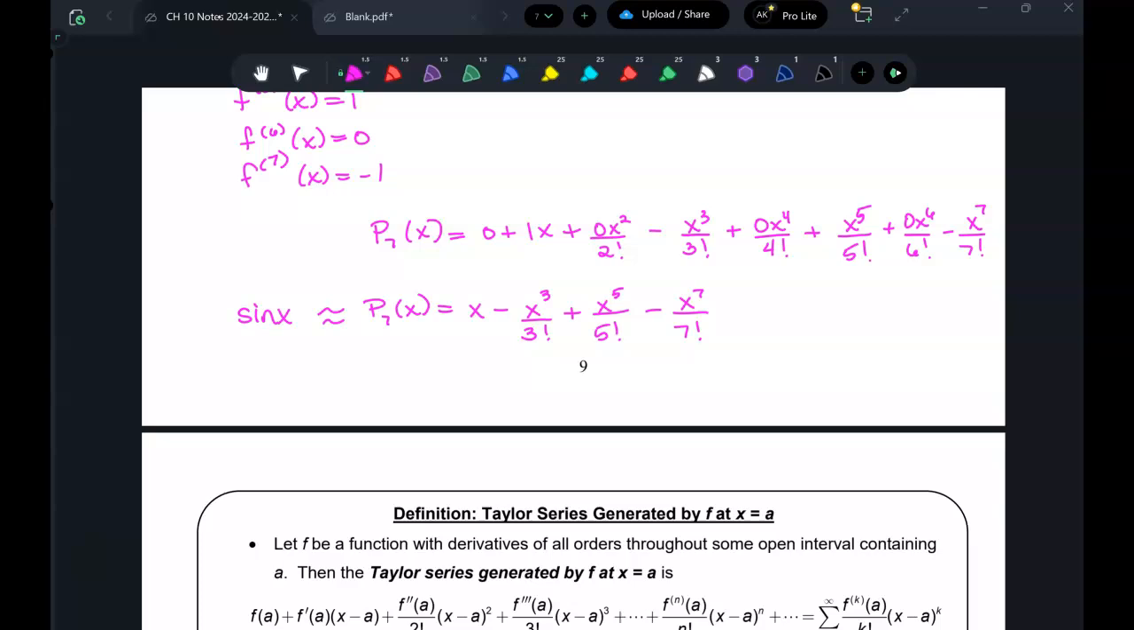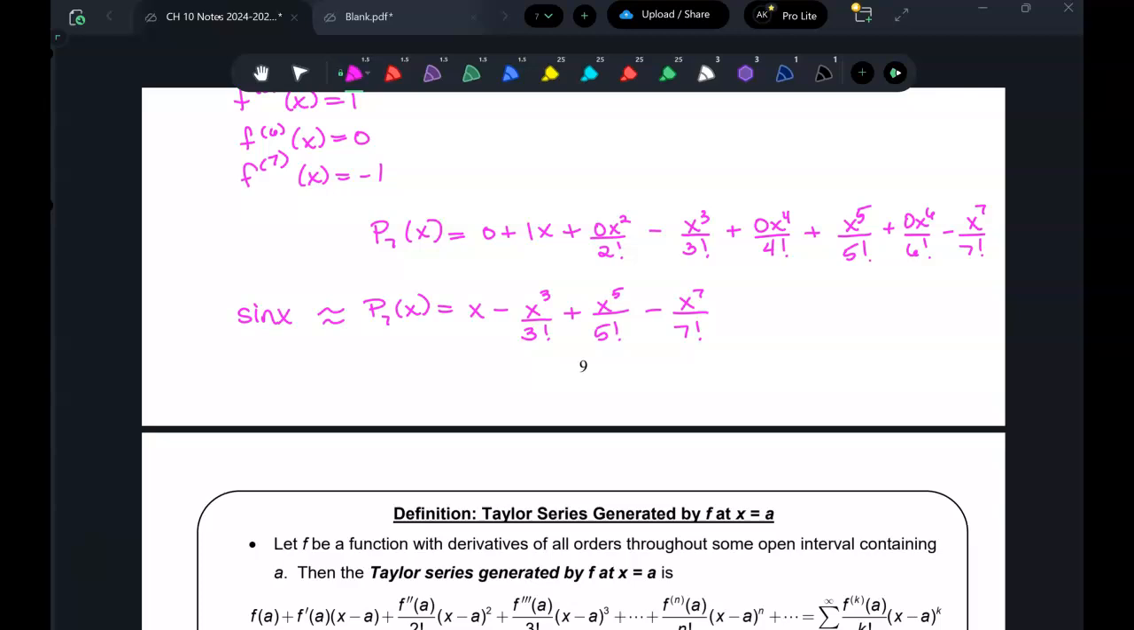Sine of x can be approximated by this polynomial. If I took infinitely many of those terms, it would be equal to the sine function, for values close to 0. So between like negative 1 and 1. What does that mean for value?